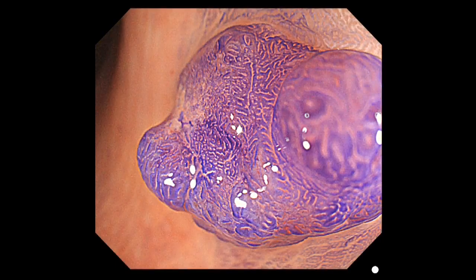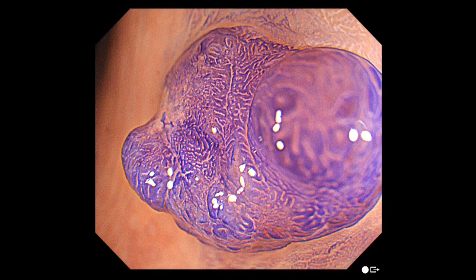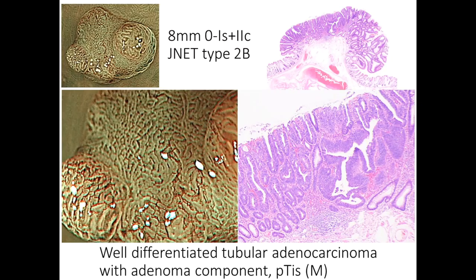By staining with crystal violet, type 5I pit patterns in the depressed area and type 3L pit patterns in the elevated area are observable. This sessile lesion was removed by EMR. The histopathological views show well-differentiated adenocarcinoma without any submucosal invasion.